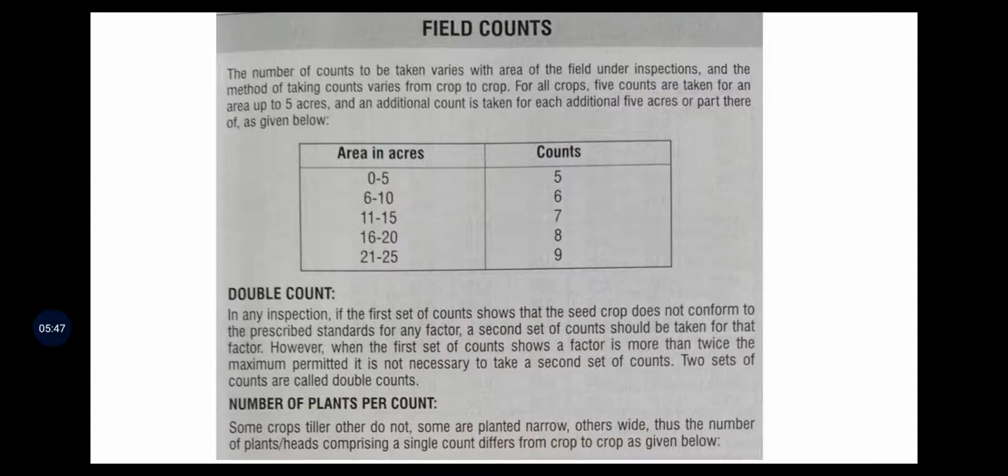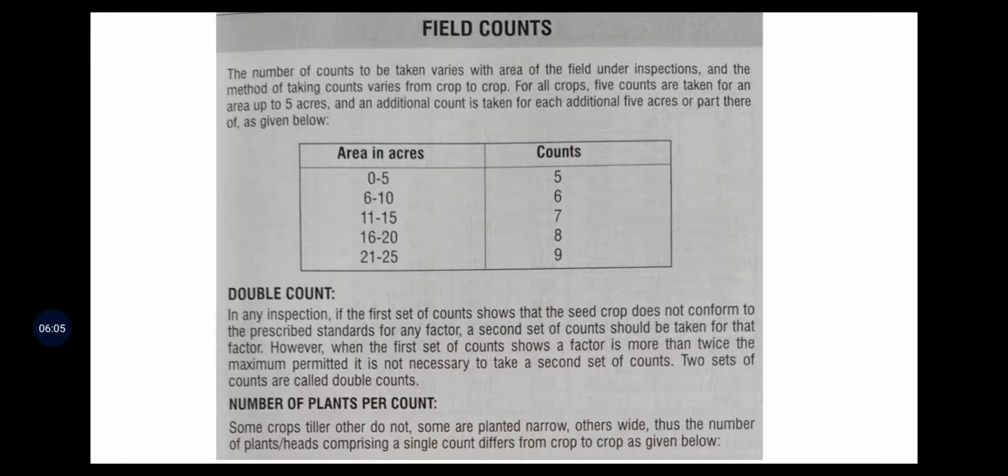There is one more term known as double count. In any inspection, if the first set of counts shows that the seed crop does not conform to the prescribed standards for any factor, a second set of counts should be taken for that factor.